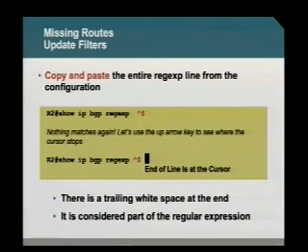Right? Copy and paste the entire regular expression line from the configuration. Show IP BGP, and then you cut and paste from the config. You see, the end of line is where the cursor is. There's a space after the $. Right? The router will match that.